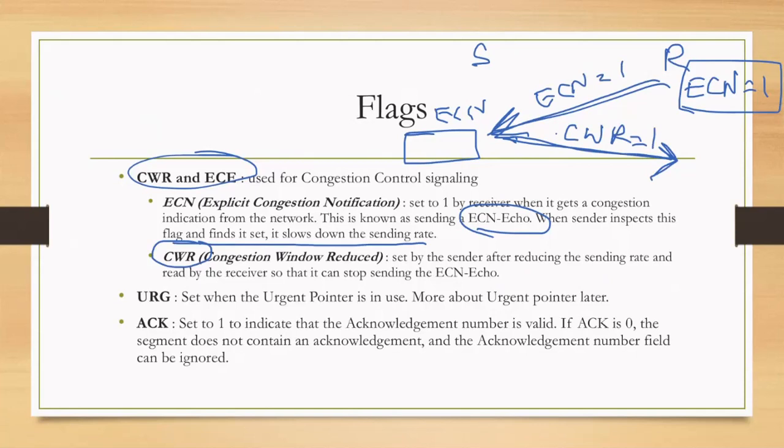Okay, so it will send it 1. So once this is done, the receiver knows that the sender has received the message, received the signal. Now I don't need to inform it anymore that there is congestion. So after that, the next segments that it will send, the ECN will be 0. Remember, it does not mean that congestion is not there anymore. It simply means that the signal that it had sent to the sender has been received.